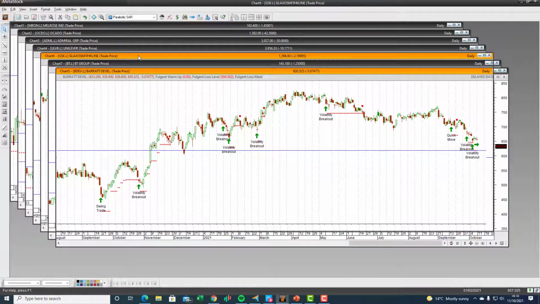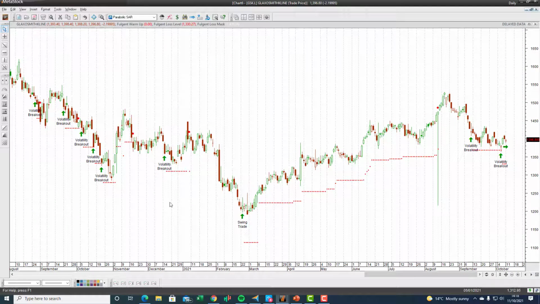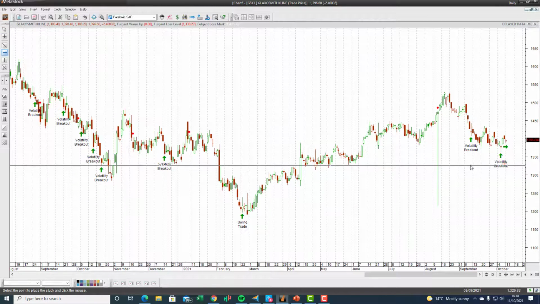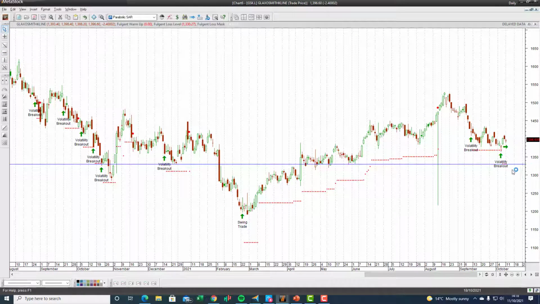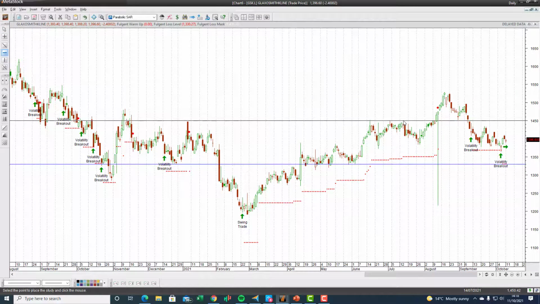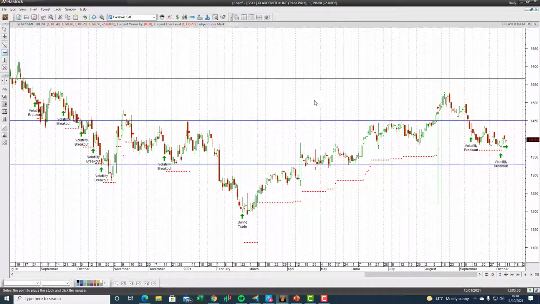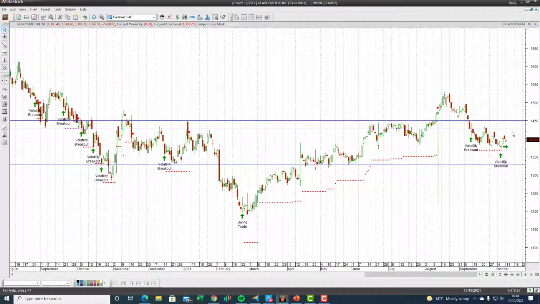Next up is GlaxoSmithKline. You can see the lovely swing trade here, March, April, May, July, and August. Volatility breakout there. Now a new volatility breakout signal there. There's a trailing stop here between 1350 and 1325. And your old highs here would be your resistance level. So that cluster of old highs there would be your first level of profit target, and then the second trade can be taken off when it hits these old highs. So that'll be interesting to see if this volatility breakout is going to get to that zone.